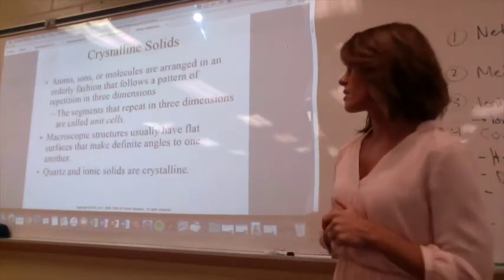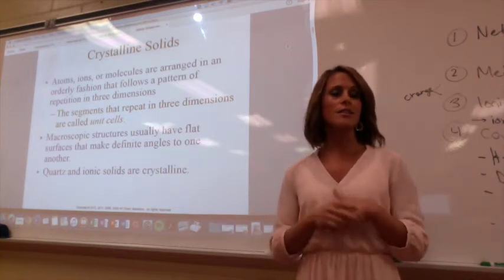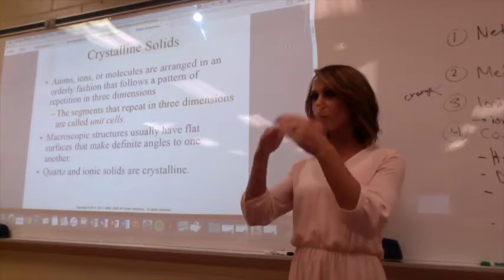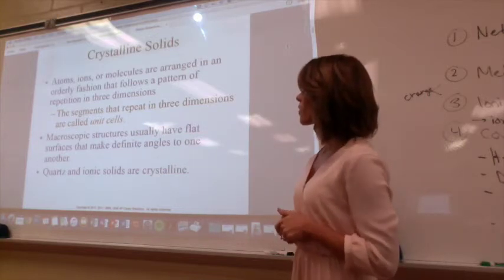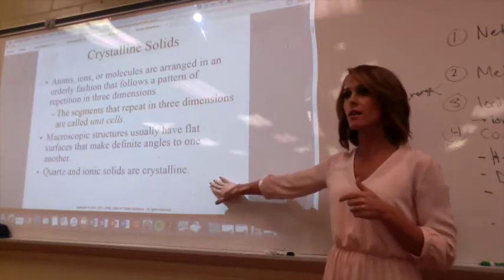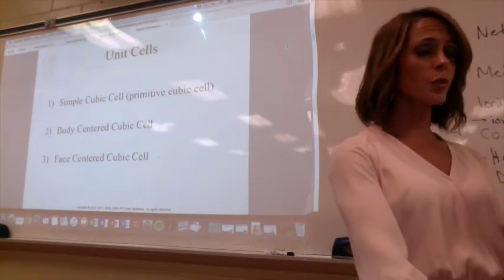Then you have crystalline solids. The crystalline solids are like ionic solids. Anything that has neat organization, has a lattice structure, so they line up with one another, those are going to be considered your crystalline solids. So it gives you an example: quartz and ionic solids are crystalline. All right, so this whole section we're just going to get rid of.